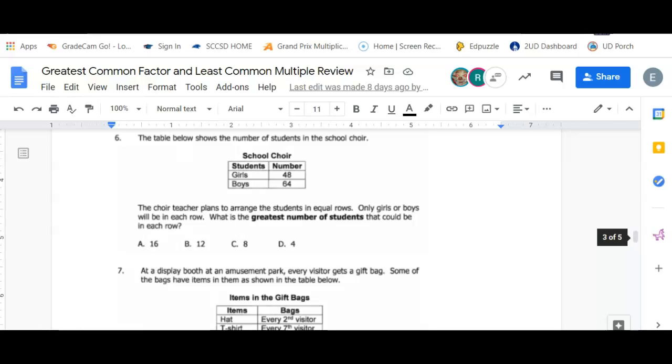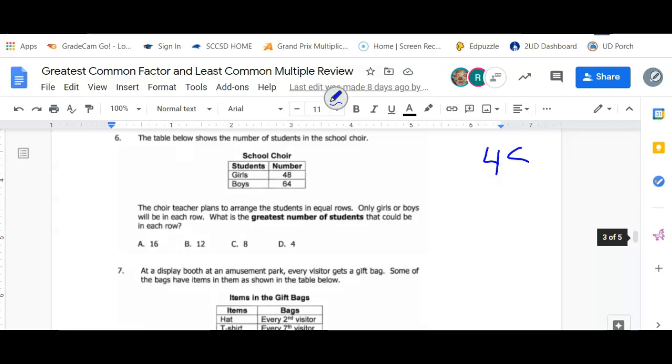So again, ask yourself, are we looking for a number that's going to be greater than 48 and 64, or a number that's less than 48 and 64? Alex? Less. It's less than, right? We're not going to have more people in a row than what we have. That does not make sense. So again, look at your answer, or just think about the process. Does that answer make sense? So we are finding the, all together? GCF. Good. Greatest common factor, or GCF.